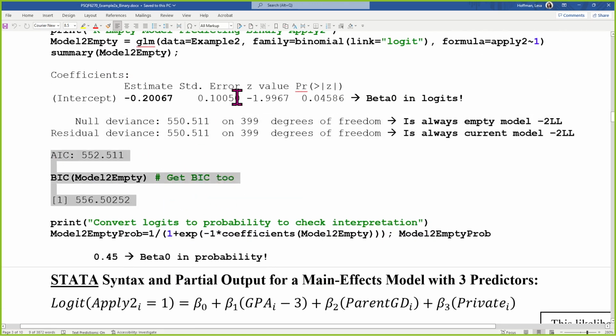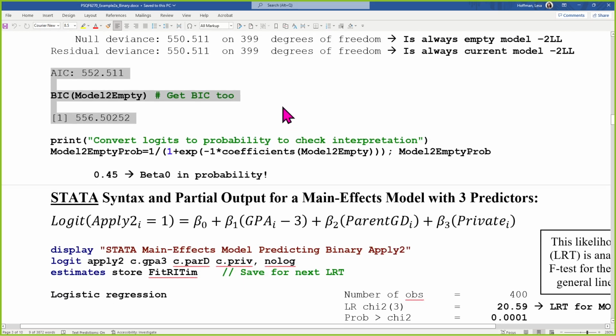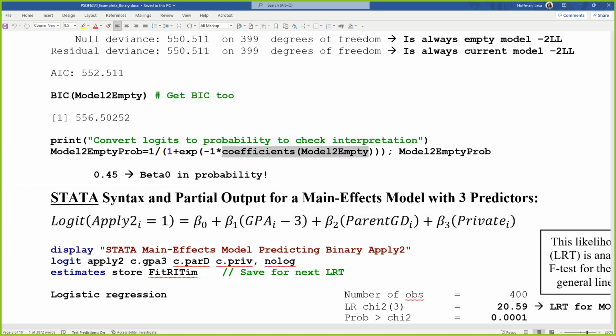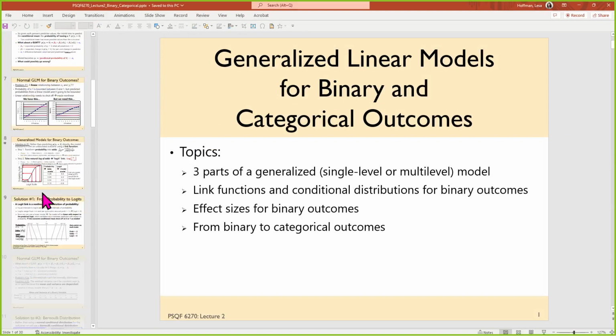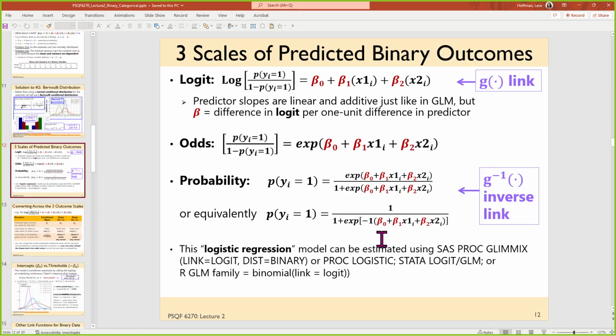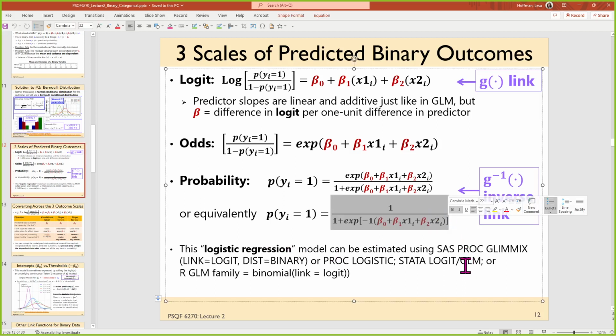AIC and BIC are transformations of log likelihood that indicate model goodness. We haven't talked about those yet, so we'll skip them. And last but not least, to back translate that predicted logit for the intercept into probability, for now I'm doing the math manually. So 1 over 1 plus e to the -1, and then the coefficients from that. So that is an example of using this bottom formula right there. That's what I just wrote in R, to go from logits to probabilities.